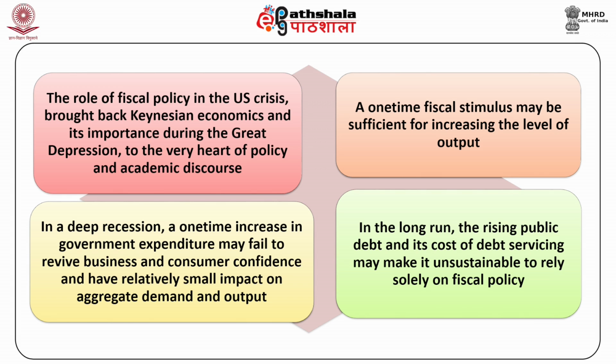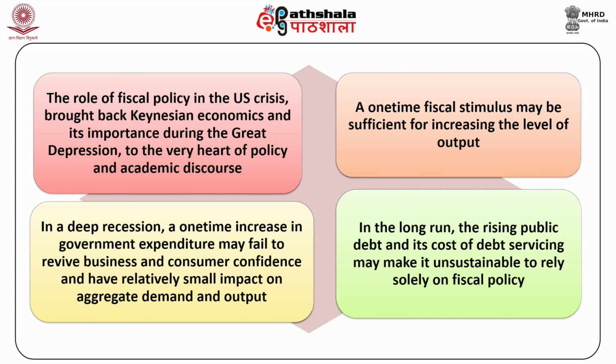However, fiscal policy, which was discussed separately in some of the previous modules too, has limitations. Under normal circumstances, a one-time fiscal stimulus may be sufficient for increasing the level of output. But in a deep recession, a one-time increase in government expenditure may fail to revive business and consumer confidence and have a relatively small impact on aggregate demand and output. In such cases, the government will have to continuously incur several rounds of expenditure hikes to boost the economic activity.